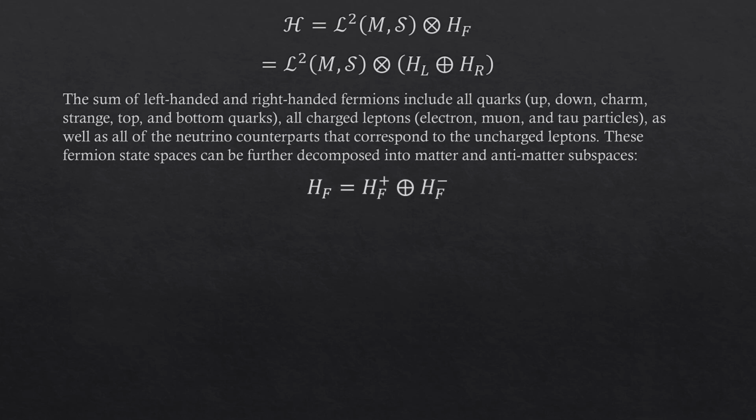We can split this up further. So we have plus and minus charges for left and right-handed particles, giving us 4 different state spaces, which can then decompose even further between the leptons and quarks.